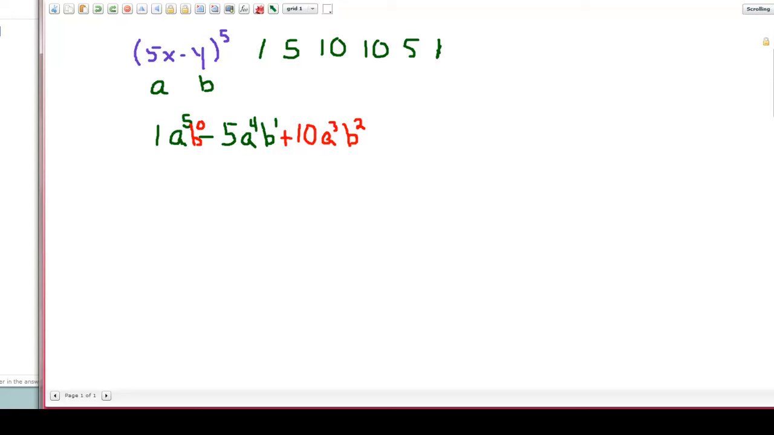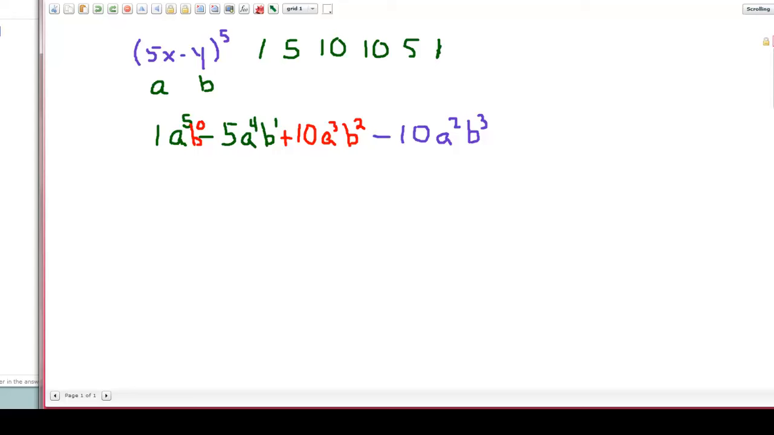All right, next, let's grab another color here. So we had minus, plus, and now next one's going to be minus. And it's going to be 10 in front here. And now A was at 3, so now it's at 2. And the B is going to now be at 3.